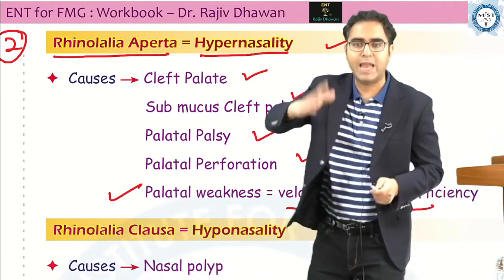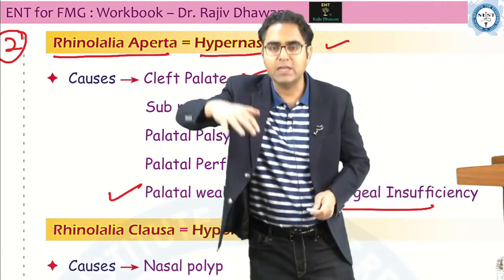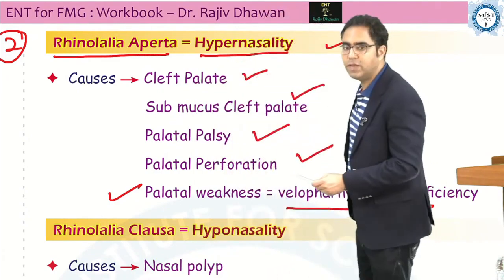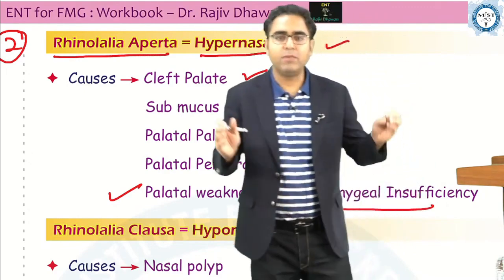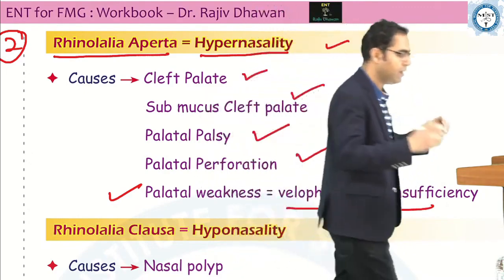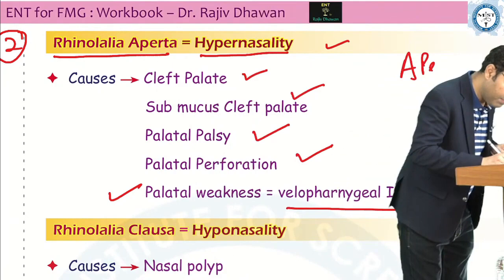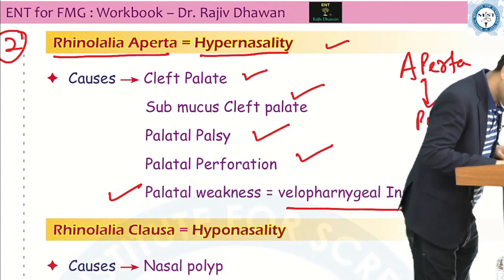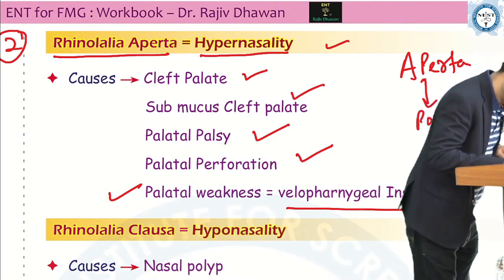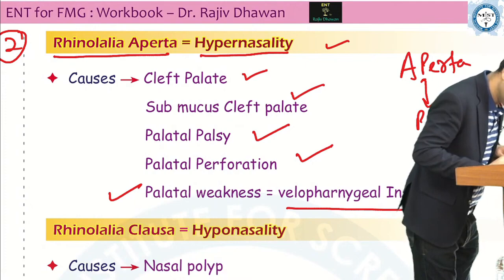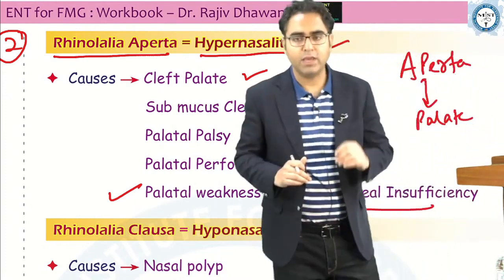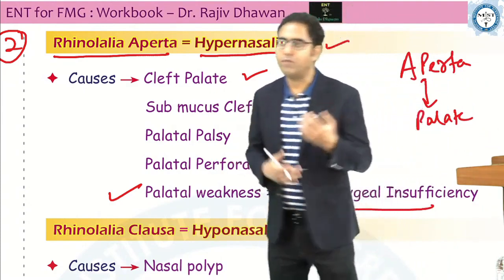Velo means velum. Palate is a curtain. Soft palate is a curtain. Velum means curtain. Velopharyngeal insufficiency means weakness, beta. So any problem of palate will cause aperta. Everybody, how to remember it? Write down aperta, A-P-E-R-T. P for palate, beta. Okay, bache? Aperta, P for palate.